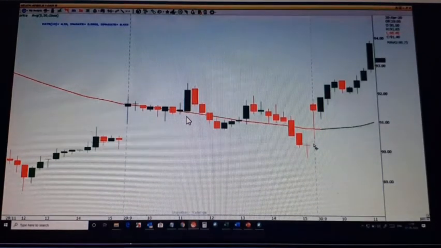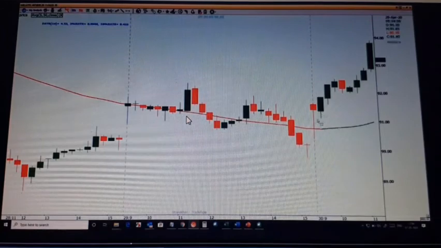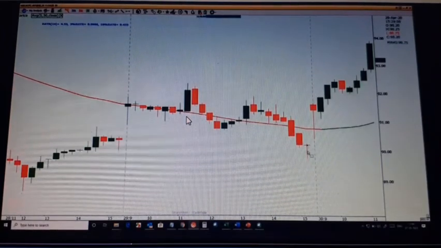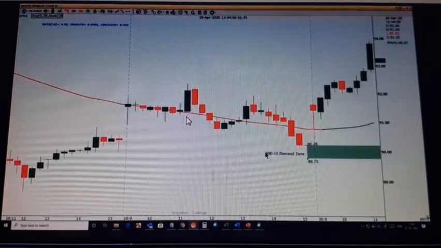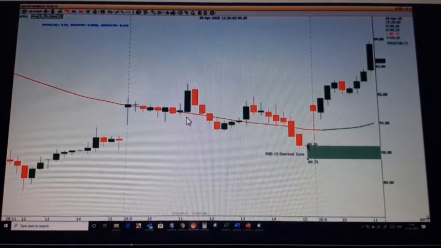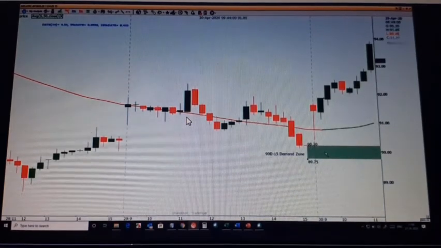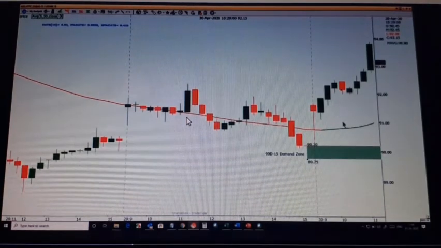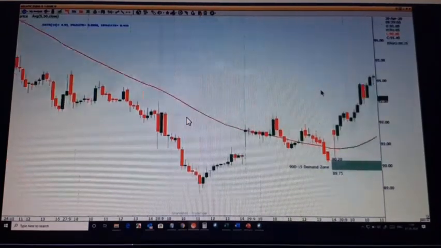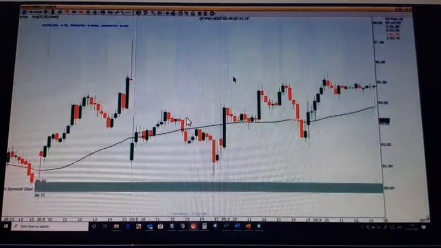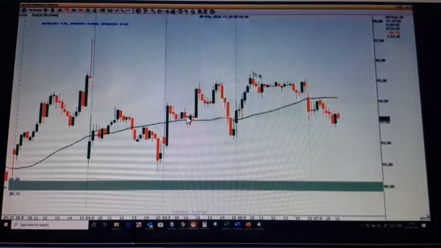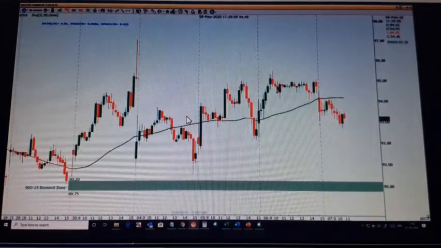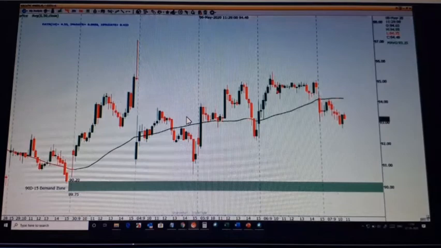Now you'll mark your zone like this. If you're marking wick to wick, then it will be at the wick to wick. This is how I mark my zone with the proximal entry, the second way of marking the proximal line. So I'll go to the right hand side, see if this is fresh. Yes, it's a fresh zone. So this is your demand zone.